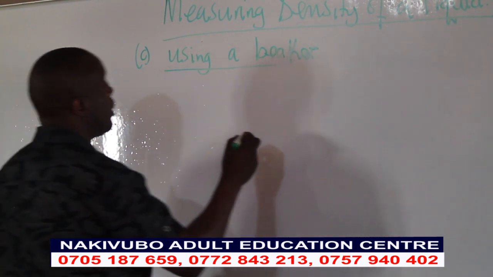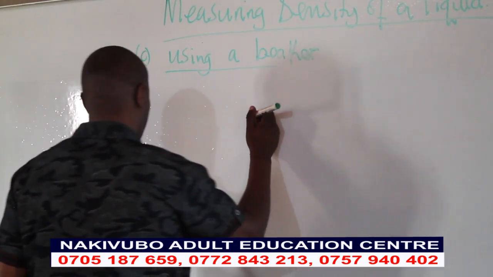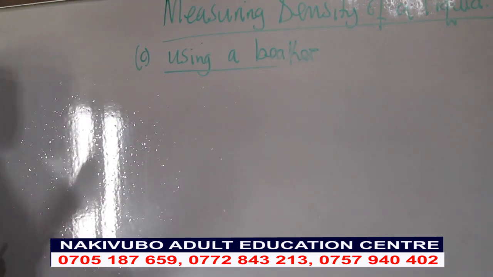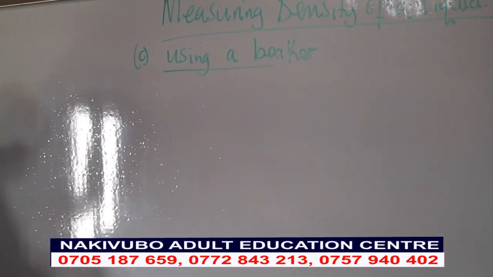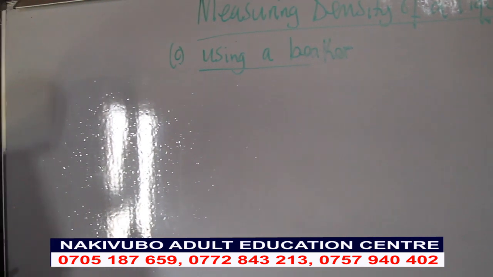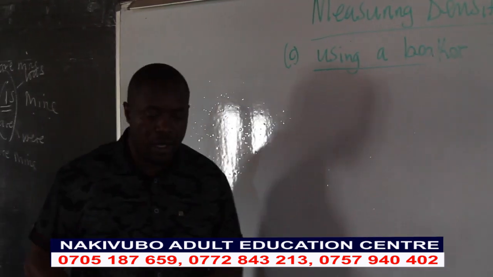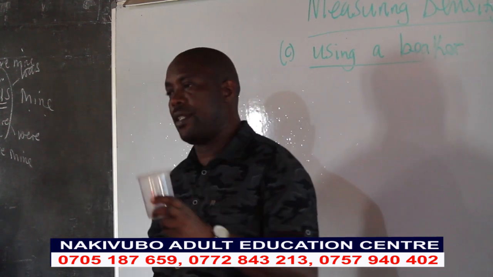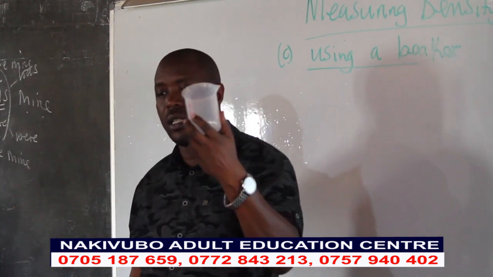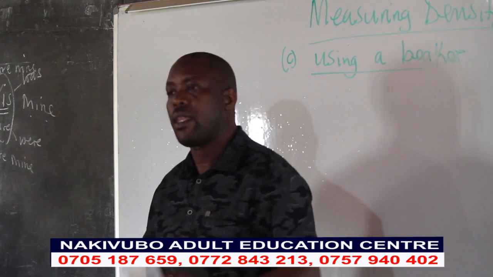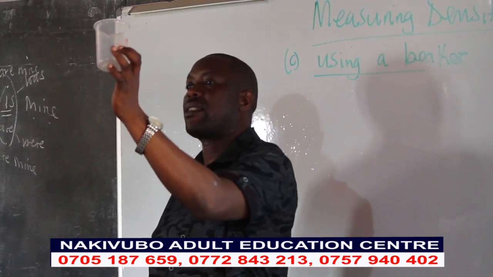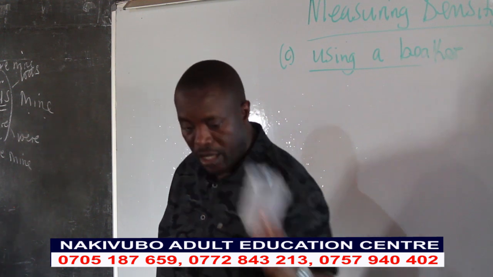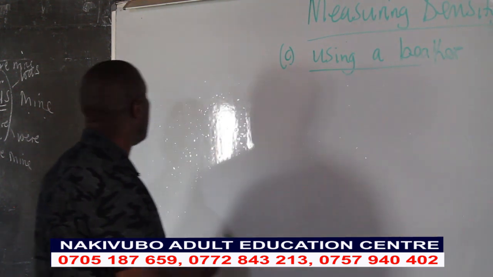So this is what we are saying. Stop writing. You look at the blackboard. I have said we want to find the density of a liquid. The liquid we are going to use is water. First get the mass of this beaker when it is empty. Are we together? I'm calling it M1.